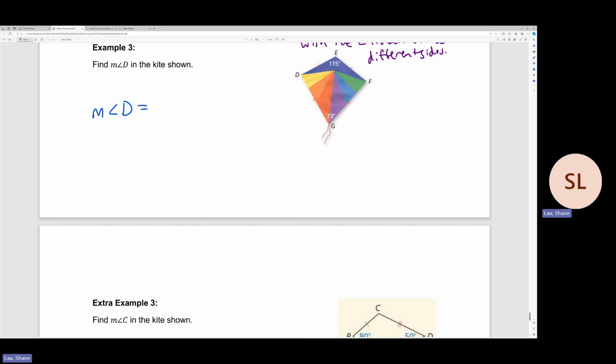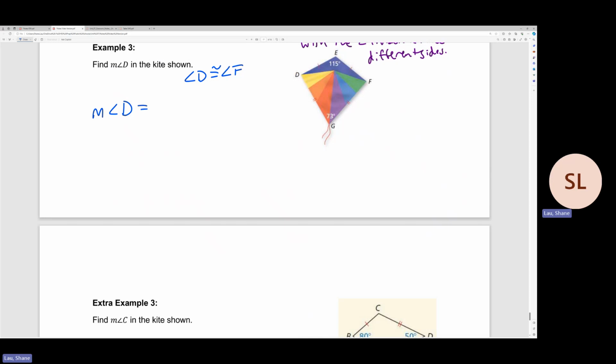Well, from appearance, it looks like the diagonal DF is shorter than the diagonal EG. And that makes sense for us to say that D and F must be congruent to each other. So angle D must be congruent to angle F. But something else could tell us this in one of two ways.